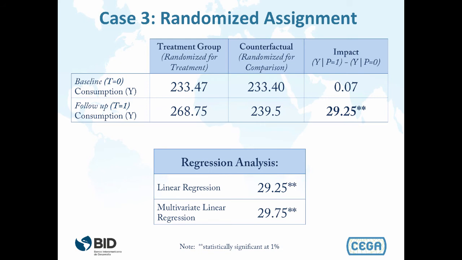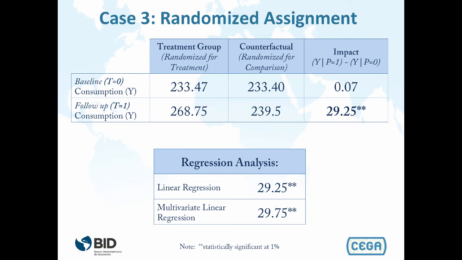At baseline, as we said before, the difference between the treatment group, 233.47, and the comparison group, 233.4, is 0.07 at baseline. There was no statistical difference between the treatment and control group at baseline. At follow-up, the treatment group had a mean consumption of 268.75, and the control group 239.5. The difference between those two groups was 29.25, and that's statistically different from 0 at the 0.05 level.